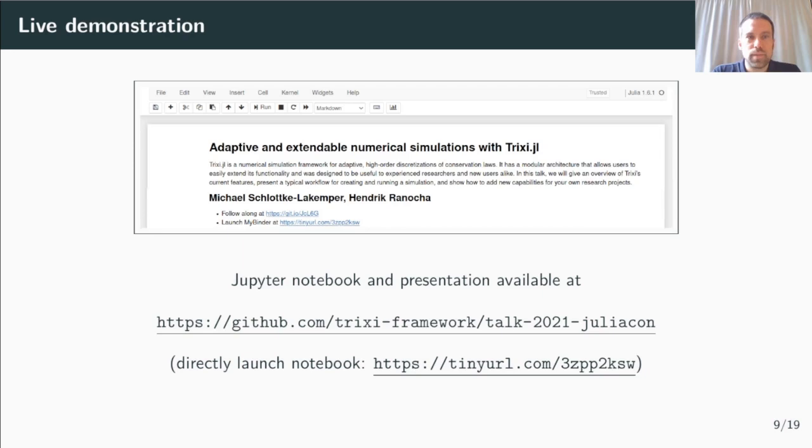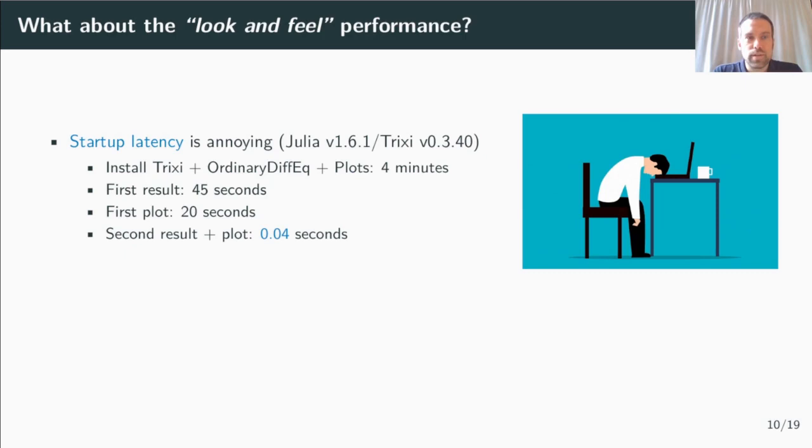So let's see how we fared with using Julia for numerical simulation science. I'll be starting with looking at performance. One thing most people notice when starting with Julia is that there is a considerable startup latency. In the case of Trixi, it takes roughly 45 seconds until you get your first result and a little bit over a minute to get your first plot. The second and subsequent results are much, much faster already.